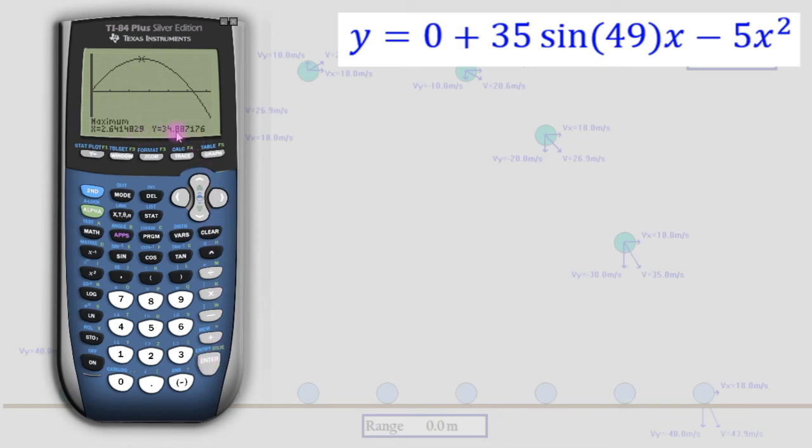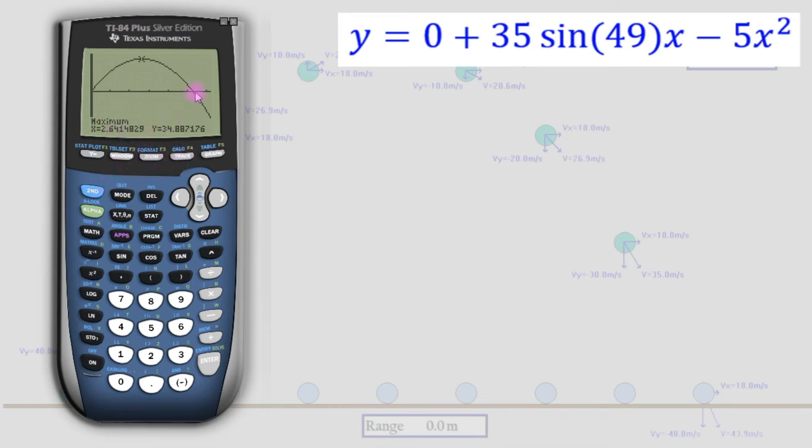And what it just told us is our maximum height that the projectile achieves is 34.887176. Well, for our purposes, we'll call it 35. That's the maximum height. Now, the maximum time, or the time it took to reach that height, is the x value. So it's around 2.6 seconds. That's how long it took the object to get to the very top.